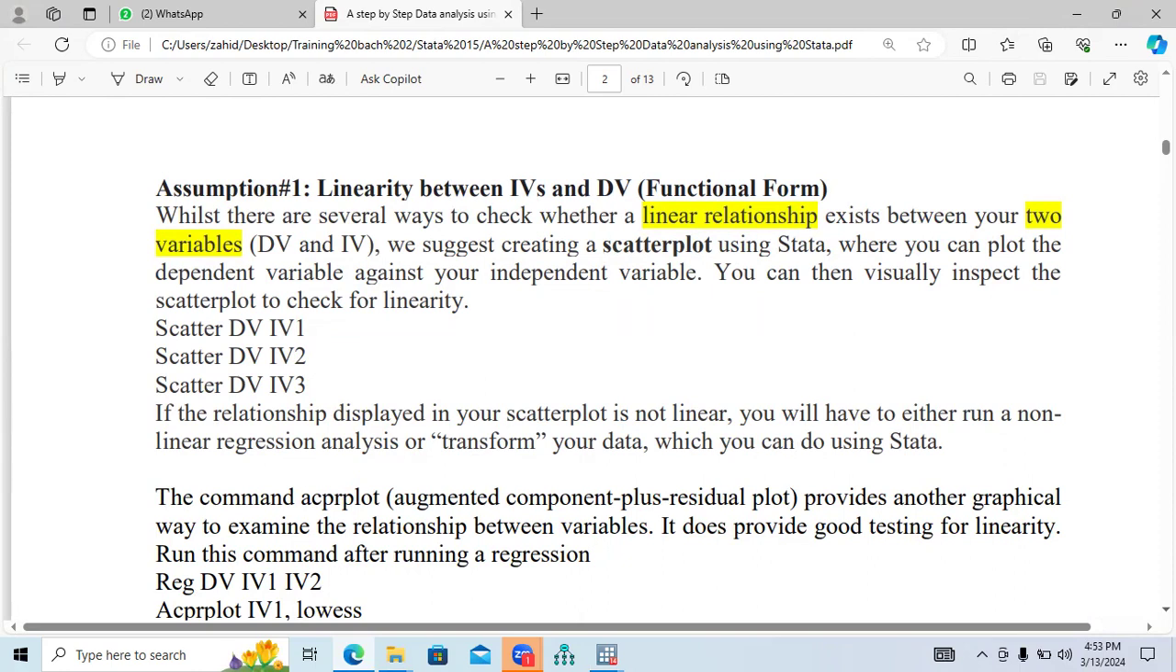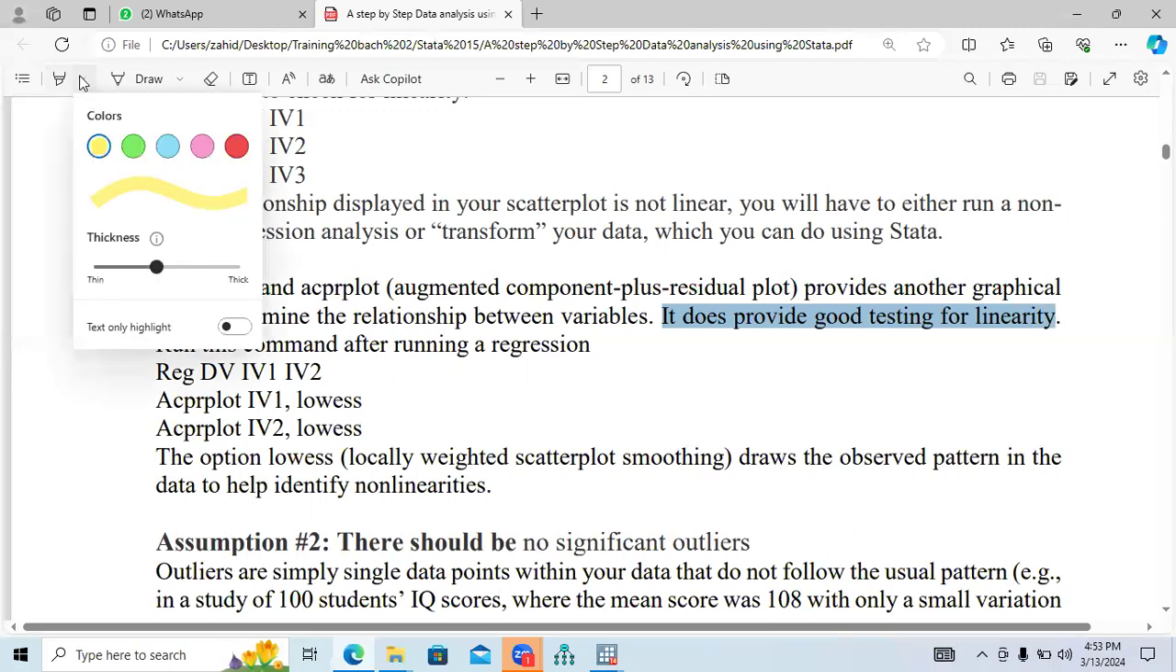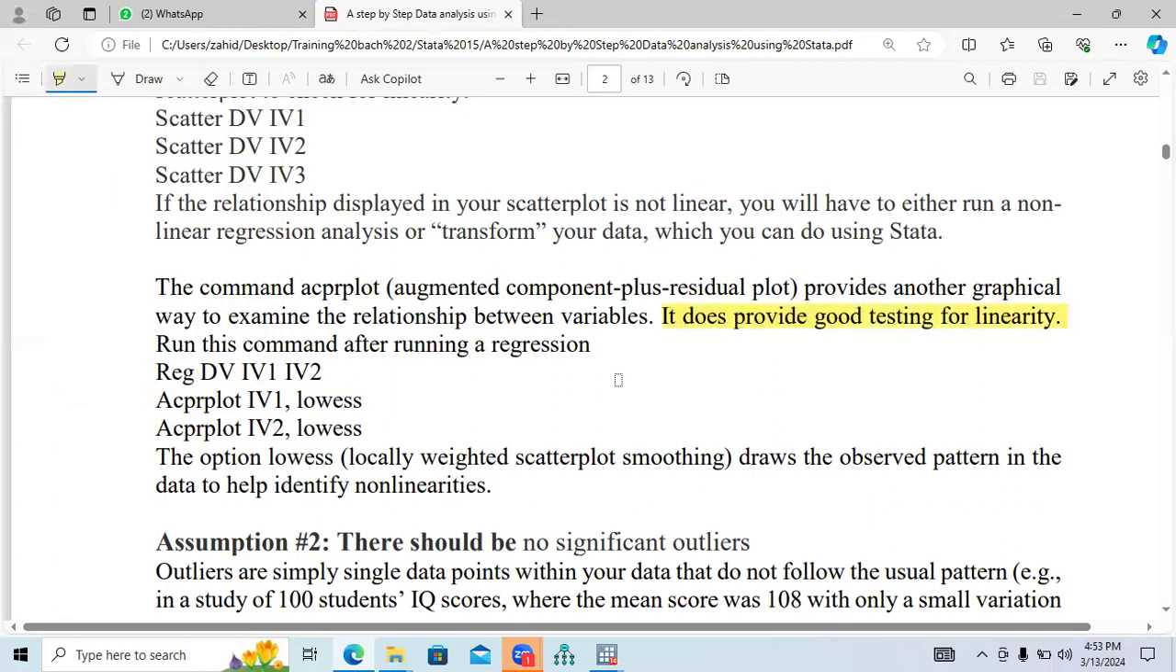But first, let us see how you can use another command to verify the linear relationship. The command ACPR plot, augmented component plus residual plot, provides another graphical way to examine the relationship between variables. So it does provide a good testing for linearity. This is a very good testing technique, because in case of a scatter plot, you cannot determine clearly whether there is a linear relationship or not.